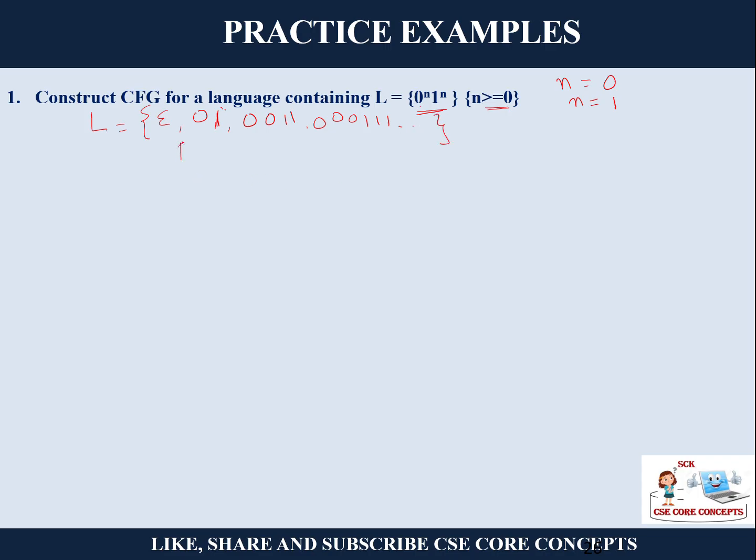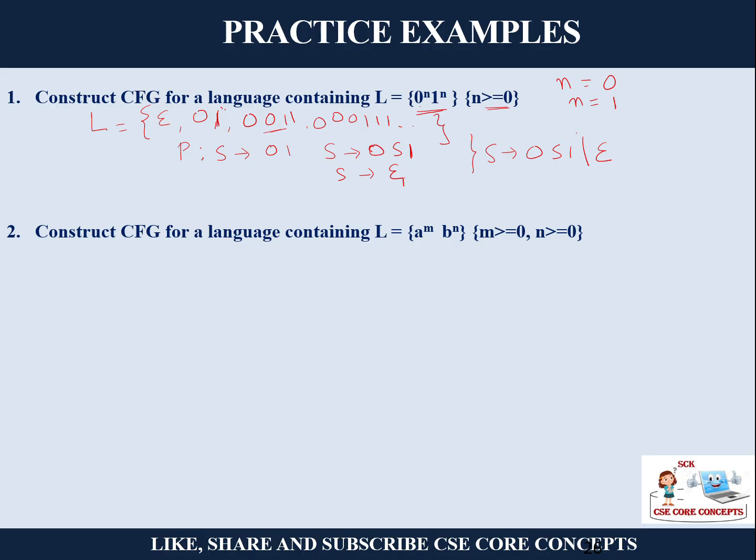So what are your production rules? The production rule says S can take the form of 0 1, and of course it can take multiple forms of 0 1. So I can write S can be 0 S 1, or S can also be epsilon. Here I can combine the rules and say S can be 0 S 1, or it can be epsilon.